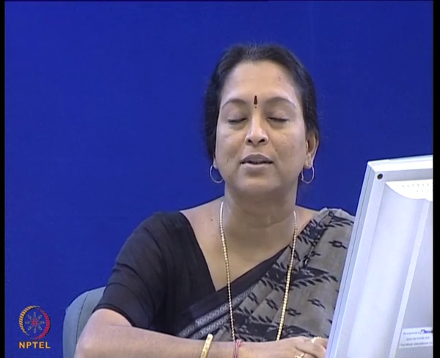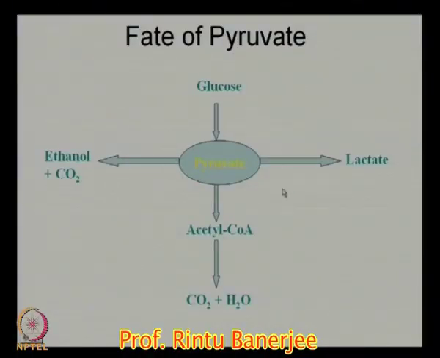Students, in my last class I mentioned the glycolytic pathway. In that pathway I explained how glucose is converted to pyruvic acid, and that this process mainly takes place in the cytoplasmic fluid of the cell. I also mentioned that one molecule of glucose produces 2 molecules of pyruvic acid, and pyruvate is the end product of the glycolytic pathway.